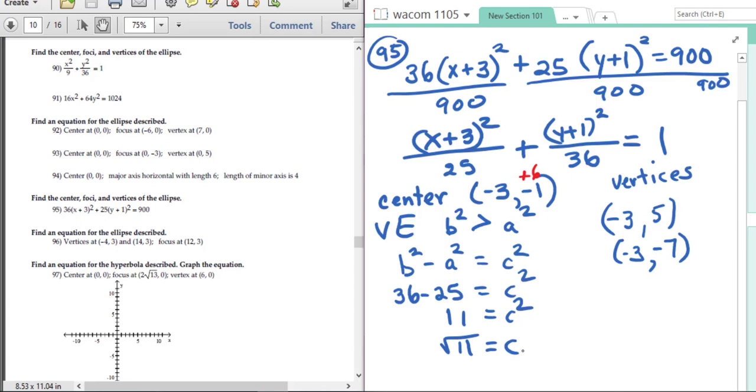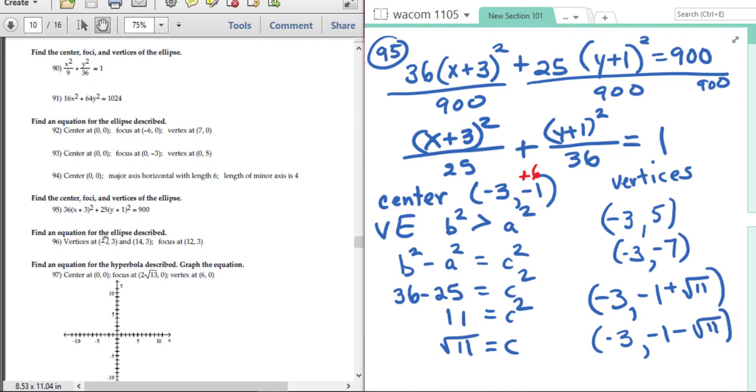Those are going to be on your major axis. And so it is vertical, so it's going to add to the y component. So it is going to be -3, and it will be -1 plus square root of 11, and it will be -1 minus square root of 11. And I think I answered all they asked for. Center, foci, these are the foci, and vertices.